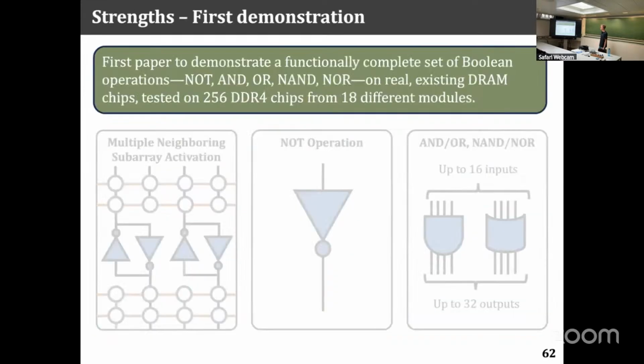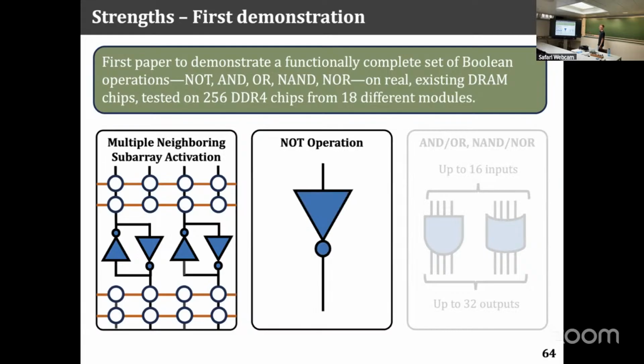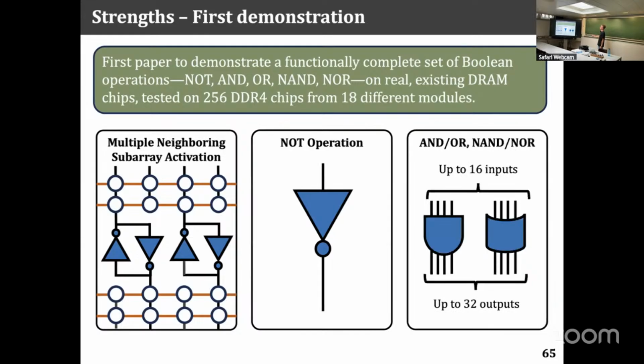So obviously, the first strength of the paper is the first demonstration of a functionally complete set. Previous work only had a majority function, for example, which is not by itself functionally complete. So we achieved this by doing the multiple row activation across the subarray boundary, and then reusing the NOT gate basically in the sense amplifier to do an up to 16 output NOT operation. And we use the comparator function of the sense amplifiers to come up with up to 16 input and 32 output AND and OR gates.